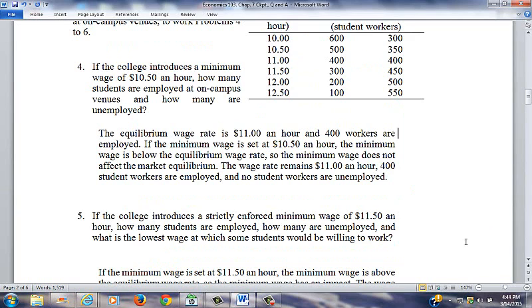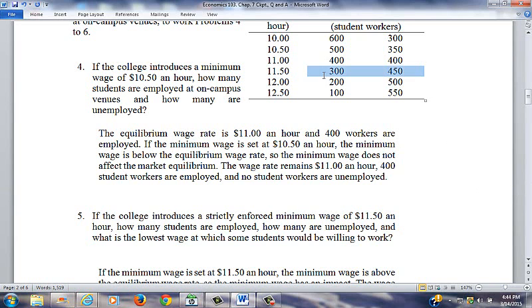And question 5 then states, if the college introduces a strictly enforced minimum wage of $11.50 an hour, how many students are employed, how many are unemployed, and what is the lowest wage at which some students would be willing to work?